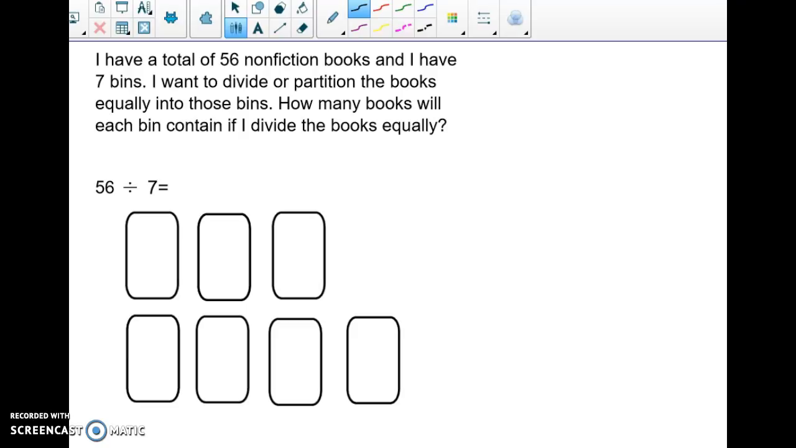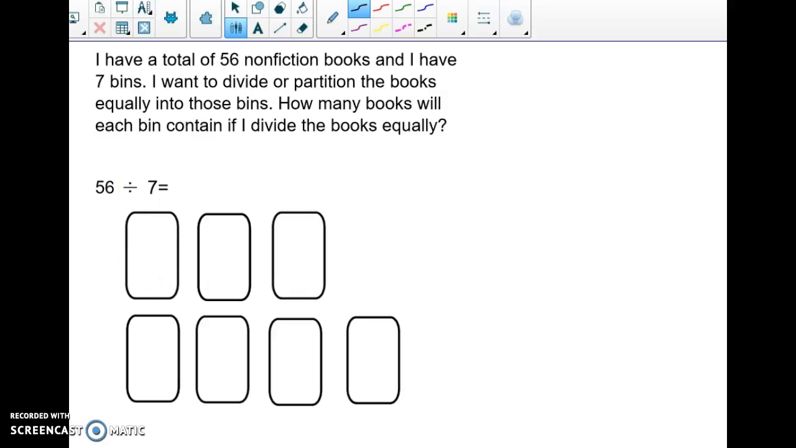Now, I have some key information. I know that I have 56 nonfiction books, and that's the total amount that I have, and I have 7 bins, or 7 equal groups. And I want to know how many books will each bin contain if I divide the books equally. So in other words, I'm trying to figure out the group size of the bin. How many books will go in each bin if there are 7 bins and 56 books?